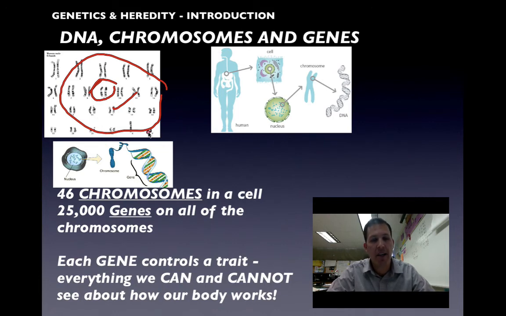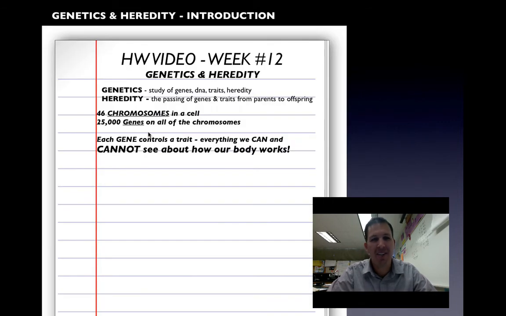All right, so take a time. I want you to write down this information that you see on the screen right now. Pause the video if you need to, and I'm going to present it coming up right here. So again, copy down this information. We have 46 chromosomes in a cell, and there are thousands of genes on all of the chromosomes, and each gene controls a trait. It's like a recipe. Everything we can and cannot see about how our body works.